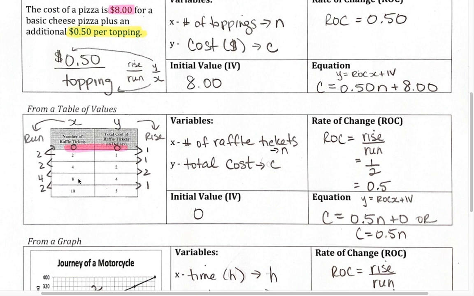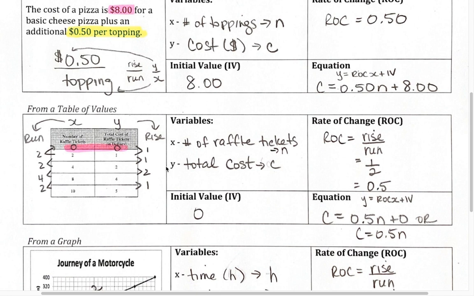I could try it for the 8. If the number of tickets is 8, the cost is going to be equal to 0.5 times 8, which is 4. And again, I have 4 as my cost in my table of values. So I can check to see if my equation matches up with the table of values and the numbers I should get from those calculations.